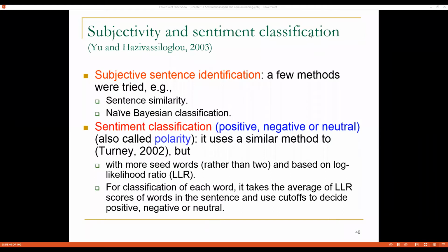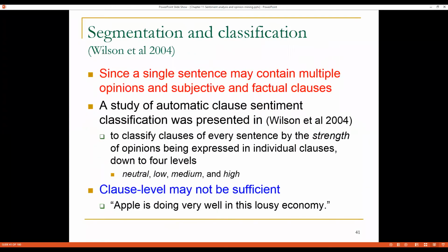To identify a subjective sentence, a few methods have been tried. There's been sentence similarity, also naive Bayesian classification, which uses probability. And for sentiment classification, positive, negative, or neutral, they use a method of seed words, and based on its log likelihood ratio, it takes the average log likelihood ratio score of each of the words in the sentence, and it uses cutoffs to decide whether it's positive, negative, or neutral.